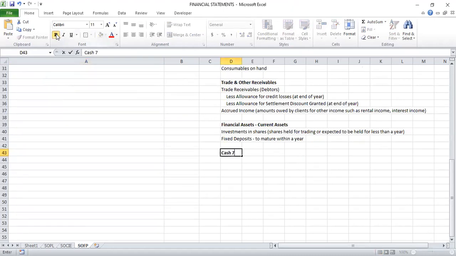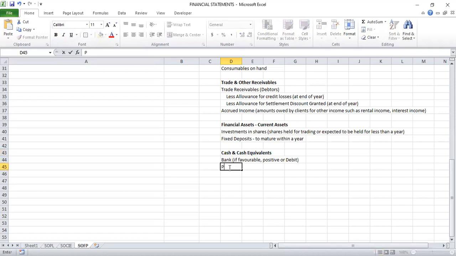Cash and cash equivalents include the following: our bank, if favorable, positive or debit, then it will be an asset. If it's unfavorable, it's a liability. That will mean that it's an overdraft.